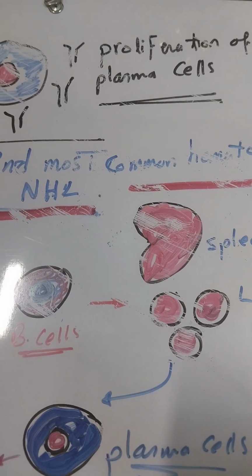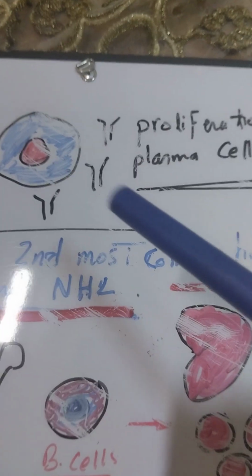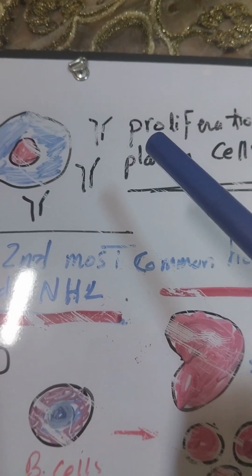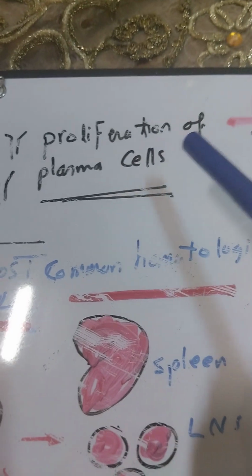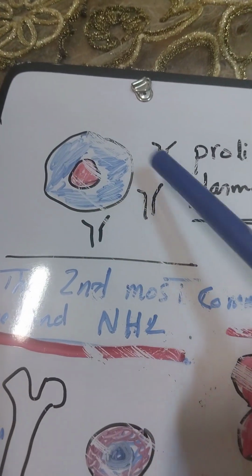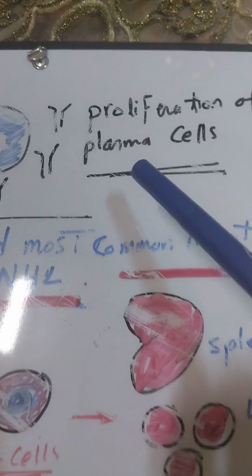This lecture is about multiple myeloma. The first question is, what is multiple myeloma? It is a clonal proliferation of the plasma cells. This is the plasma cell. There is uncontrollable proliferation of the plasma cells.